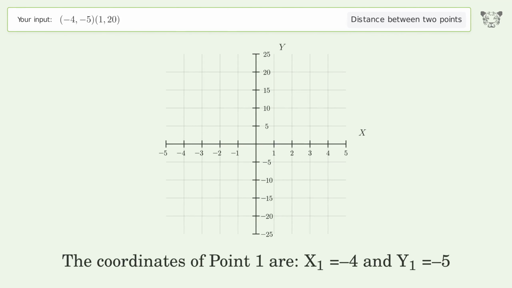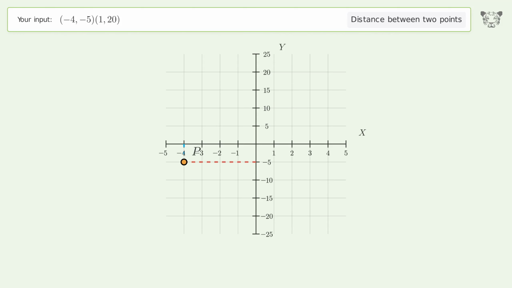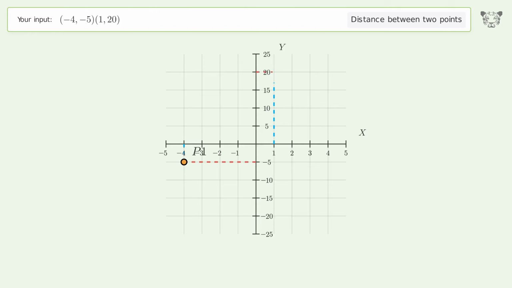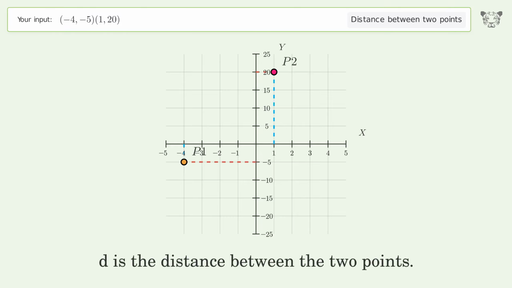The coordinates of point 1 are x1 equals -4 and y1 equals -5. The coordinates of point 2 are x2 equals 1 and y2 equals 20. D is the distance between the 2 points.